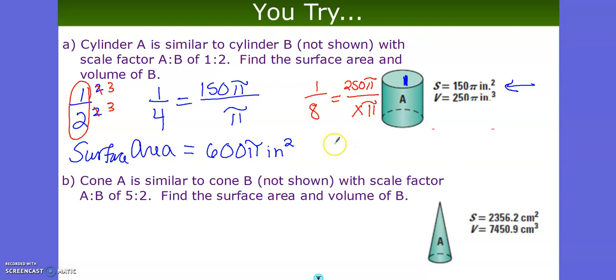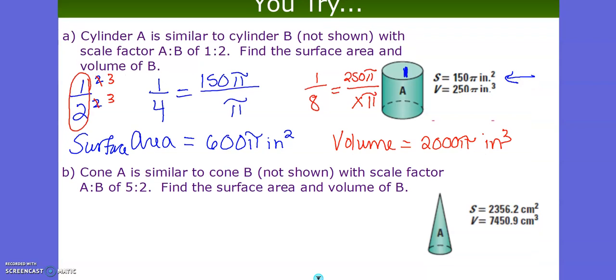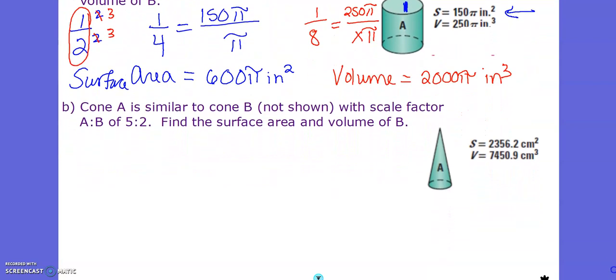We should get, for volume, a volume of 2,000 pi inches cubed. Let's take a look at this cone one. Cone A is similar to cone B, which is not shown. The scale factor of A to B is 5 to 2. So this is my first shape, and I don't know the second shape. Find the surface area and volume.